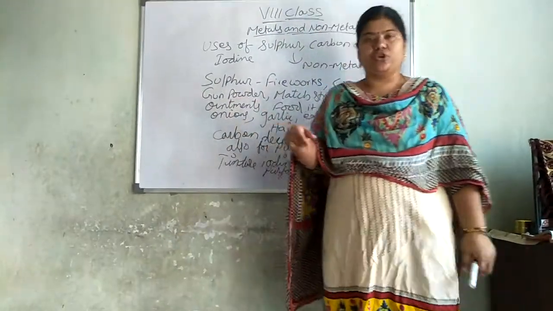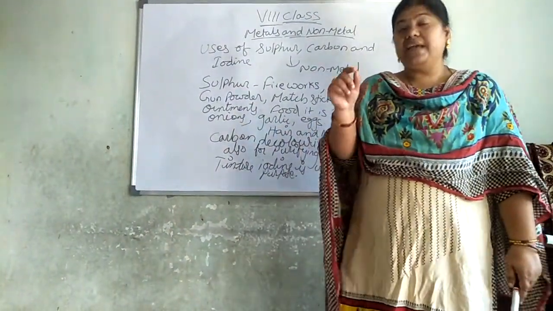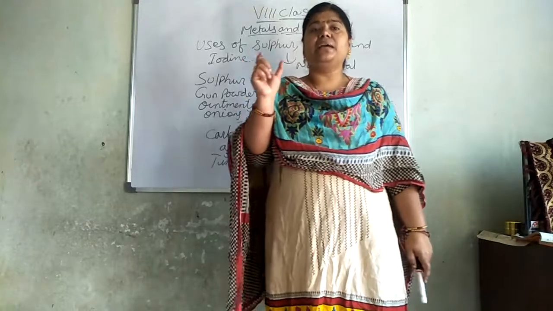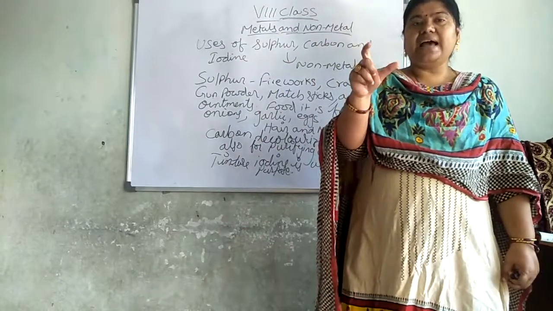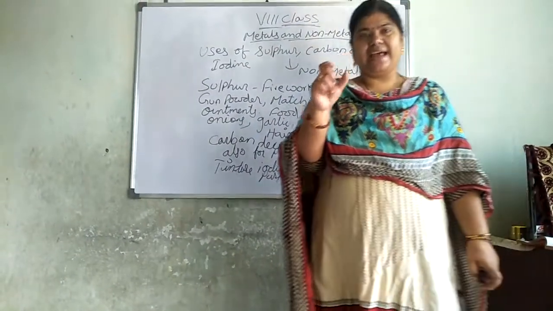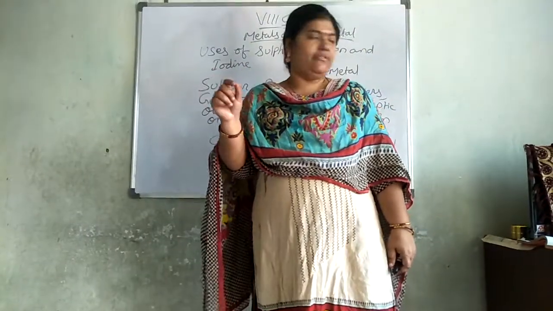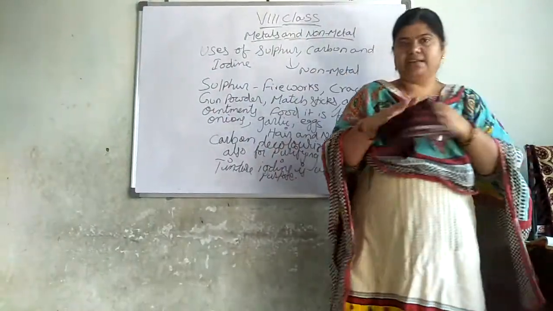Next we are going to talk about the table that was given. Some chemical things are given for you. Find out in that which is an acid and which is a base. Now next I am going to that topic.